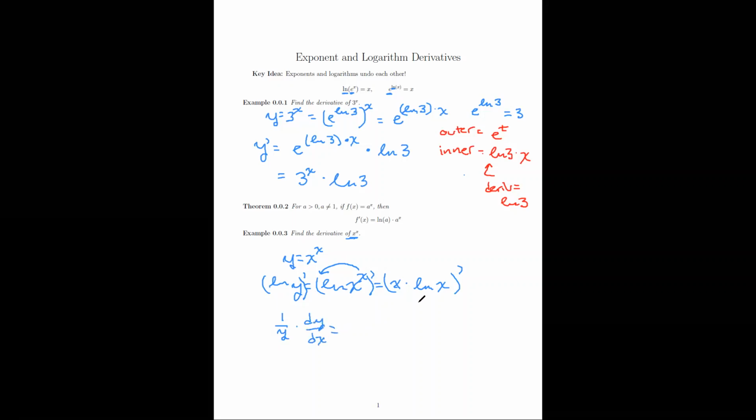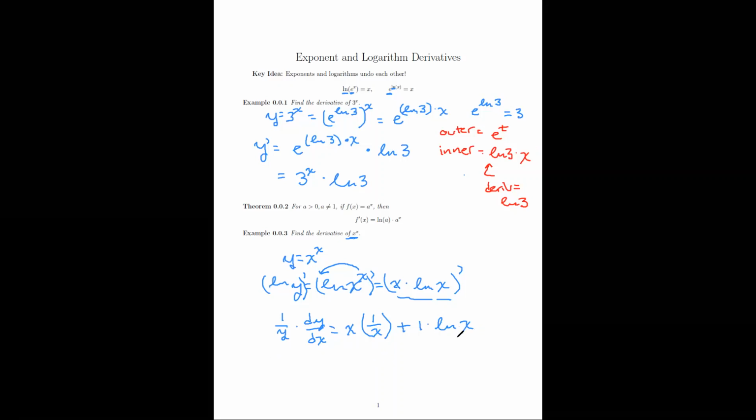Now this is a product, so I need the product rule. I'm going to keep the first function and multiply it by the derivative of the second function. So the derivative of natural log of x is 1 over x. And then I add to that the derivative of the first function times the second function.